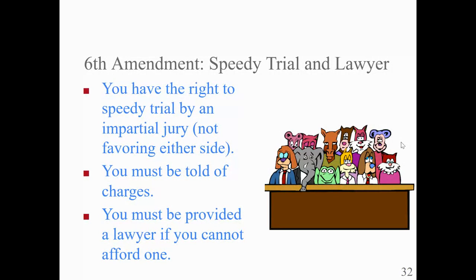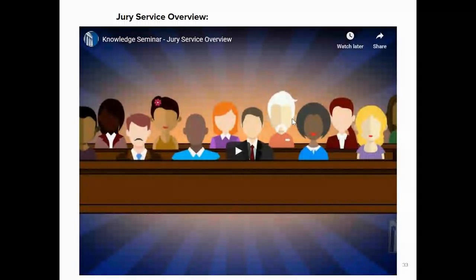So meaning the jury will not be biased towards one side or the other. They're people who have no side going into this, unbiased people. And so you must be told of your charges. You cannot be arrested and not told what you were arrested for. And you must be provided a lawyer if you cannot afford one. So that would be the Sixth Amendment, speedy trial and lawyer.